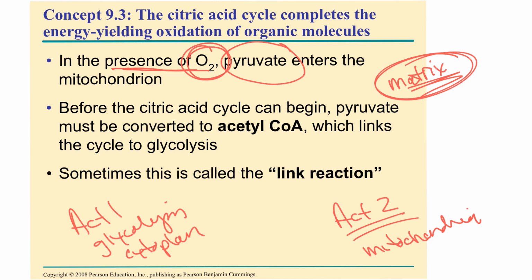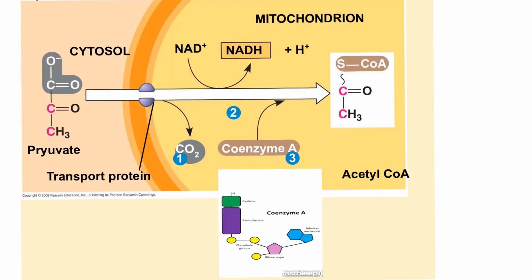So the first thing that's going to happen is that you have to remember I have 2 of these pyruvates, okay? I'm only going to show you one, but you have to remember you're going to do all this times 2. And so the first thing that's going to happen is I'm going to take pyruvate and convert it into acetyl-CoA. This is sometimes called the link reaction because it's linking glycolysis with the citric acid cycle or Krebs cycle.